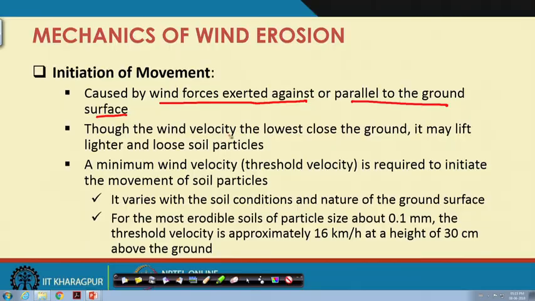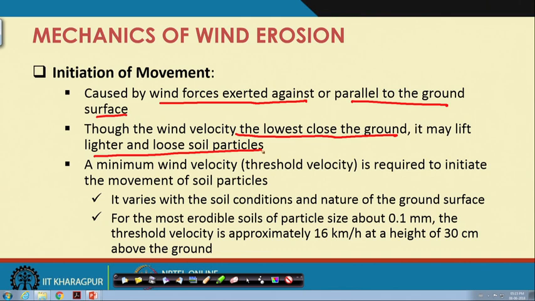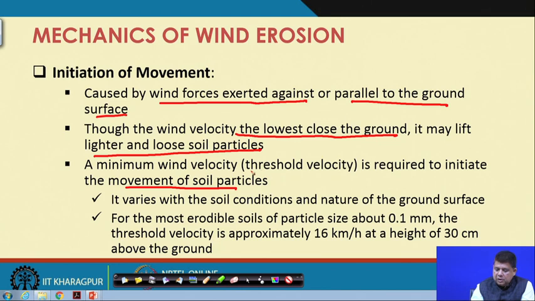Though the wind velocity is the lowest close to the ground, it may lift lighter and loose soil particles. Even when it is very low velocity, the lighter and loose soil particles can be moved, or initiation of movement could take place. The minimum mean velocity which is required to initiate the movement of soil particles is referred to as threshold velocity, and that varies with soil conditions and nature of ground surface.